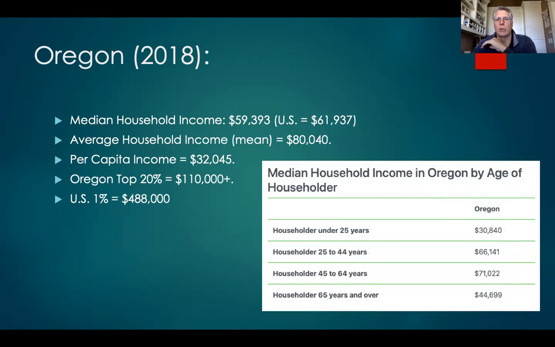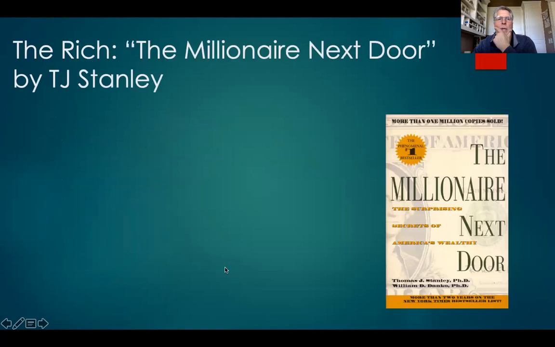Okay, and then you can also look at age, right? So median household income in Oregon by age of the householder. So the main household provider, the dominant income earner: householder under 25, 30,000; householder 25 to 44, 66,000; householder 45 to 64, 71,000; and older than 65, 44,000.